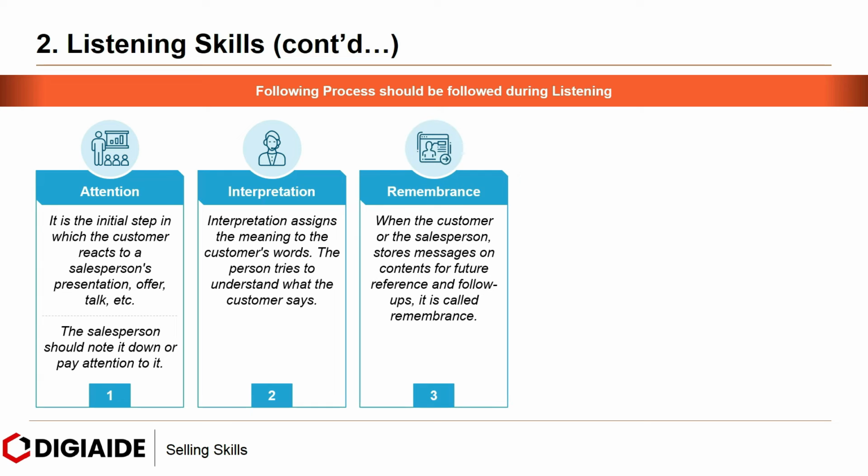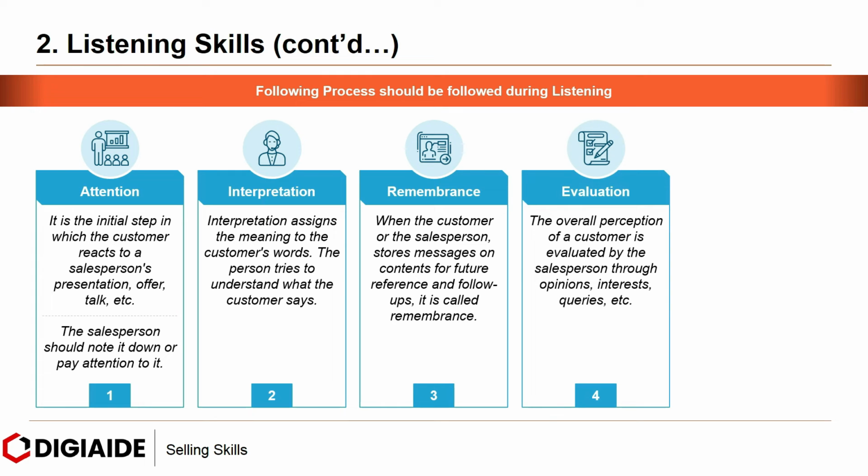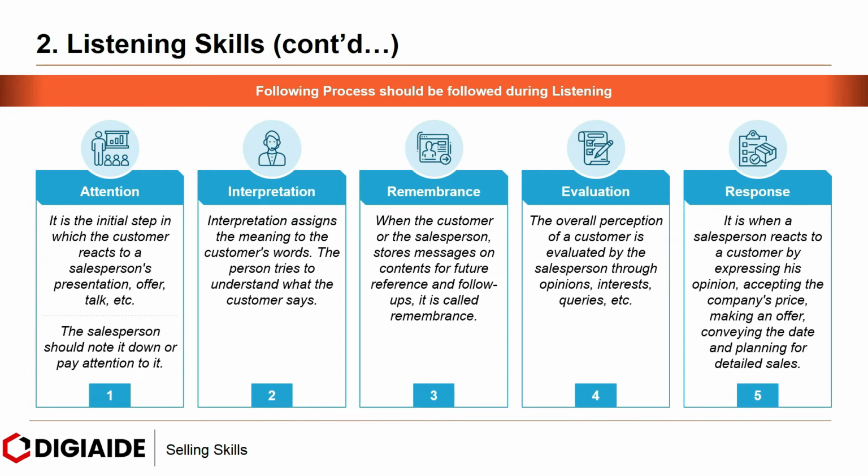Third, remembrance. When the customer or the salesperson stores messages or content for future reference and follow-ups, it is called remembrance. Fourth, evaluation. The overall perception of a customer is evaluated by the salesperson through opinions, interest, queries, etc. And finally, response. It is when a salesperson reacts to a customer by expressing his opinion, accepting the company's price, making an offer, conveying the date, and planning for detailed sales.